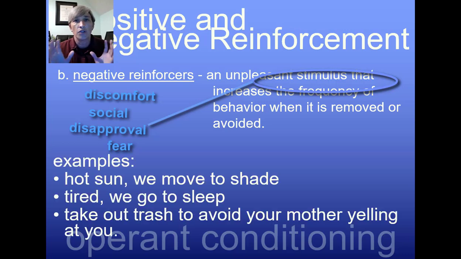So, all right, some practical examples of a negative reinforcer, something that strengthens a behavior once it's done. So hot sun, we're going to move to the shade. The negative reinforcer is the hot sun. We're tired, we're going to go to sleep. Take out the trash to avoid your mother yelling at you. So you want to get rid of your mom yelling at you. That's the negative reinforcer. Are you likely to repeat the behavior? Yeah, because you stopped your mom's yelling.